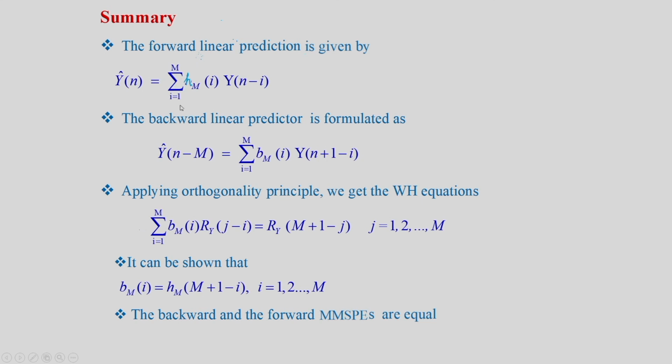Applying the orthogonality principle to the backward linear predictor, we get the Wiener-Hopf equation: summation bm of i into ry of j minus i, i going from 1 to m, is equal to ry of m plus 1 minus j, j going from 1 to m. From this relationship and our earlier forward prediction relationship, it can be shown that bm of i equals hm of m plus 1 minus i for i equal to 1 up to m. Also, we showed that the backward and the forward mean square prediction errors are equal.